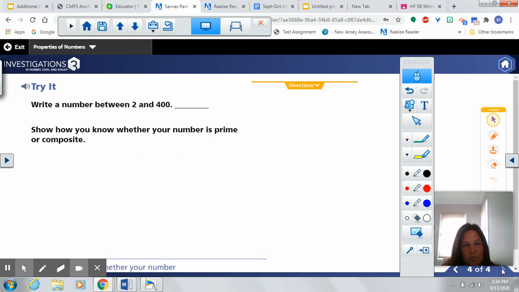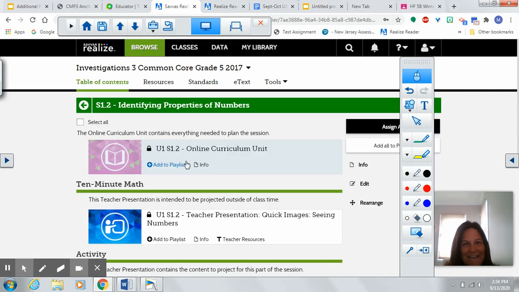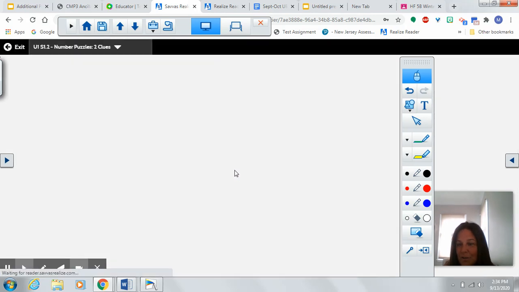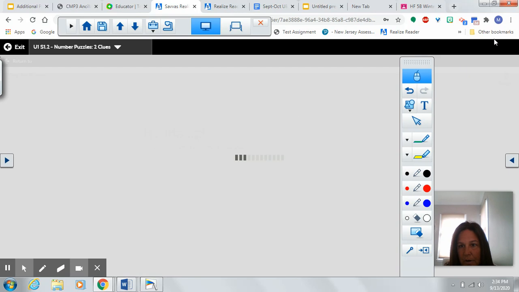So what I'd like you to do right now is, I'm going to skip away from here. I want to go to the student activity book pages that you're going to be completing today. And you're going to start right over here. It's called Number Puzzles, 2 Clues. So that's going to be student activity book.